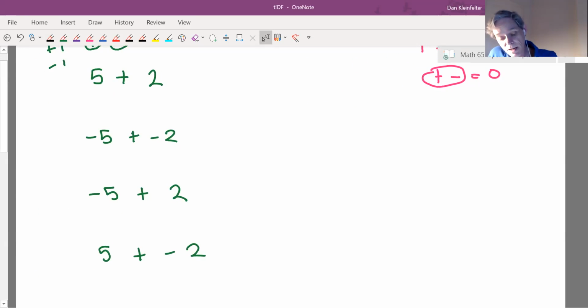Okay, so with that in mind, let's see if we can represent some addition problems in this way. Starting off easy, I know you know how to do this already, but we got to start somewhere. 5 plus 2 would be 5 plus signs.